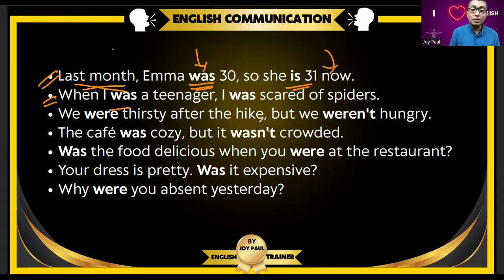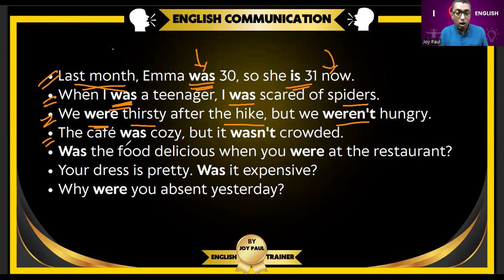When I was a teenager, I was scared of spiders. When I was a teenager, that means you are using "was", you are talking about the past. We were thirsty after the hike, but we are not hungry. That means we were thirsty, but not hungry. We are talking about the past.